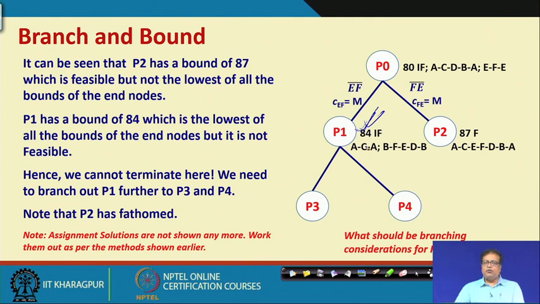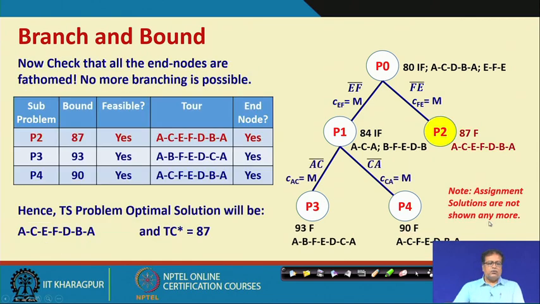So, since it is infeasible, we have to branch it once again, right. Since the solution is A to C to A, B to F to E to D to B, obviously, this A to C to A we should then branch, A to C bar and C to A bar, is it all right. So, these two we should do in our next iteration to get P 3 and P 4. So, that is what has been done here, and after solving we find P 3 equal to 93 feasible and P 4 equal to 90 feasible.